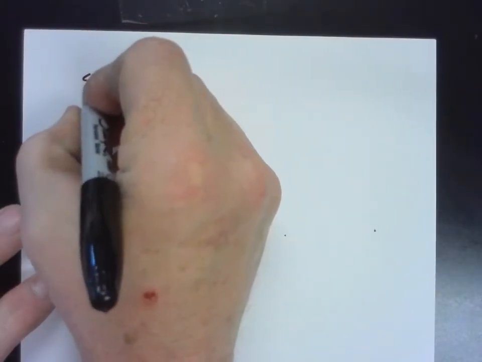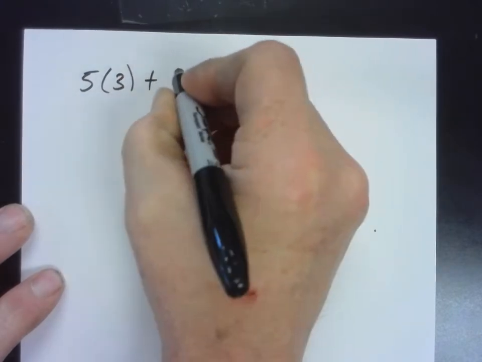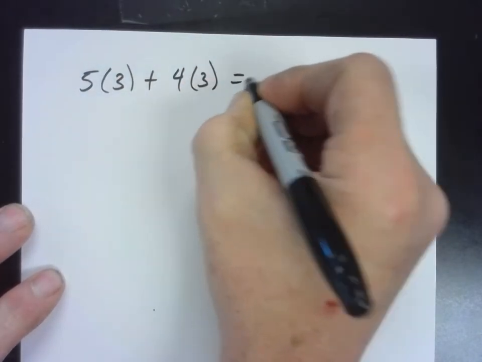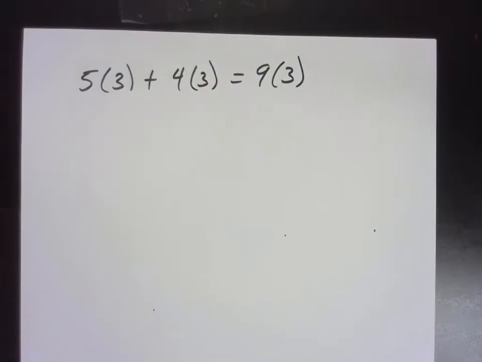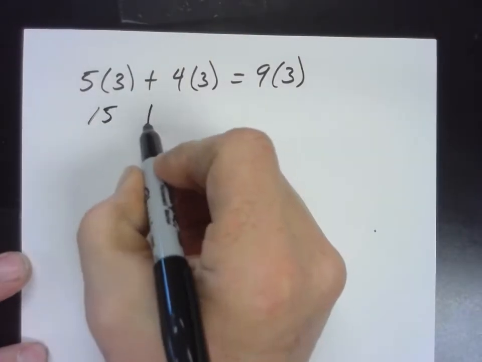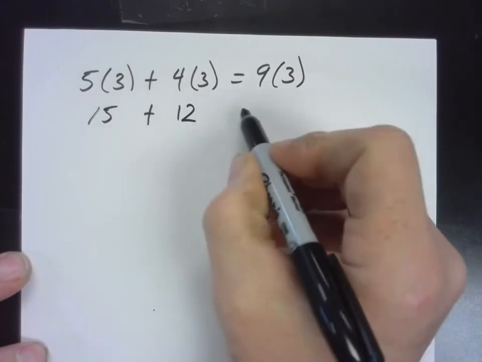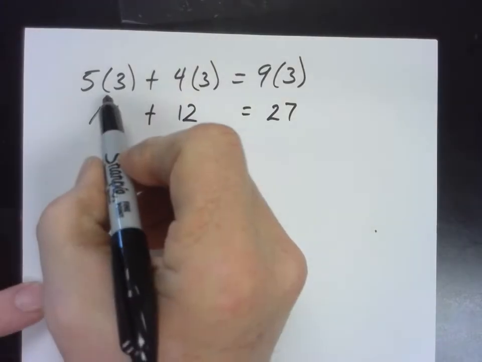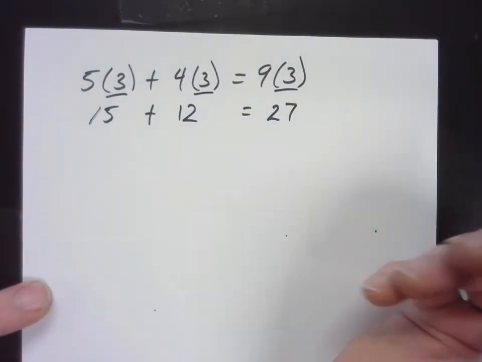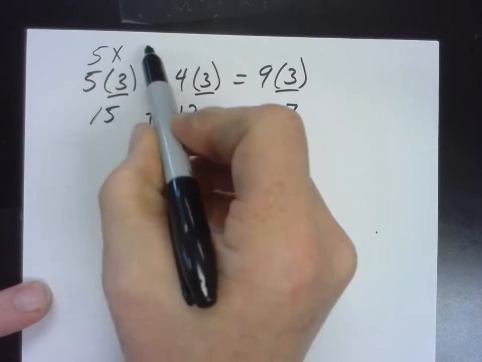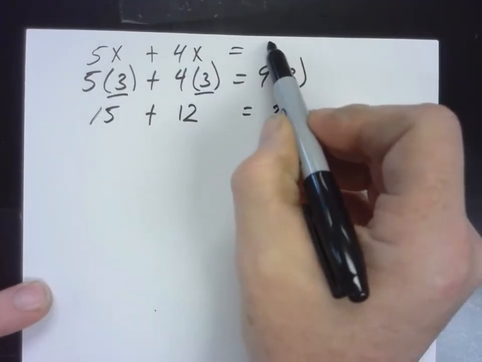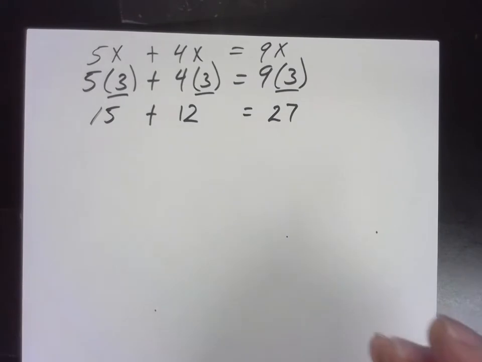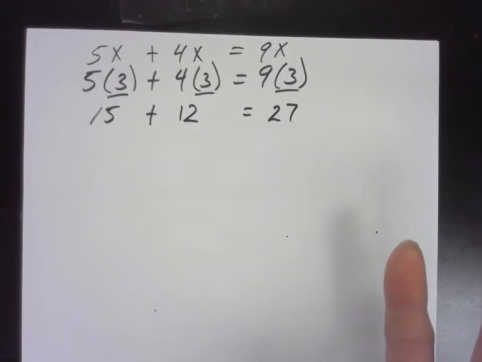Let's say I had 5 times 3 plus 4 times 3. Well, that's 9 times 3, isn't it? This is the whole idea of adding like terms. Their literal coefficients are the same, aren't they? Just like 5x plus 4x is got to equal 9 times x. 4 times a number plus 5 times a number is 9 times that same number.